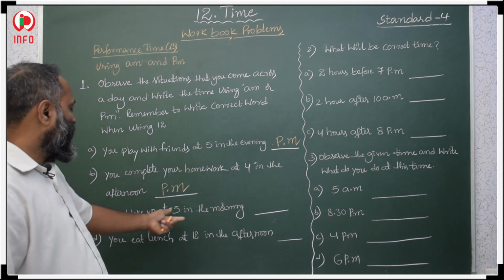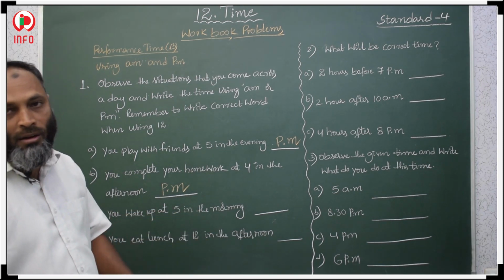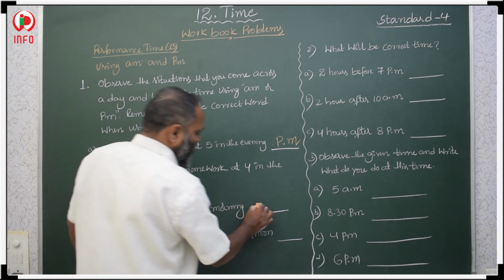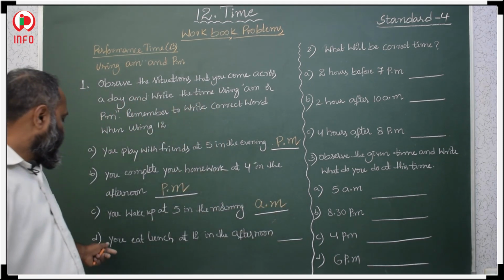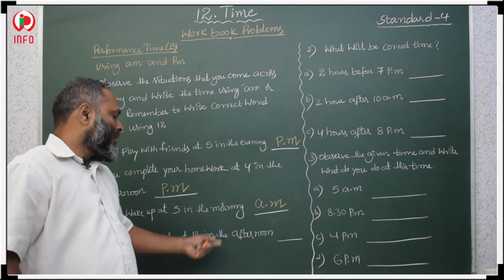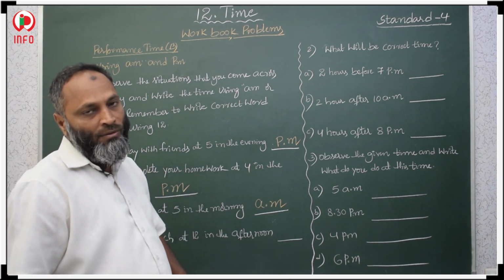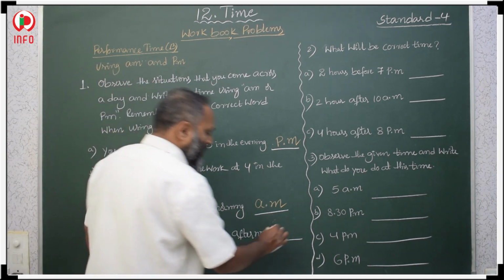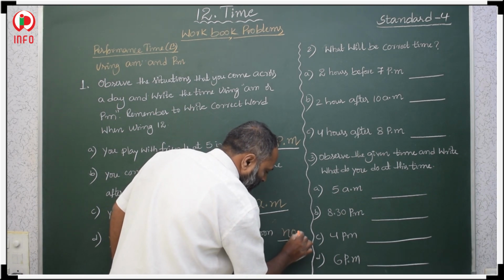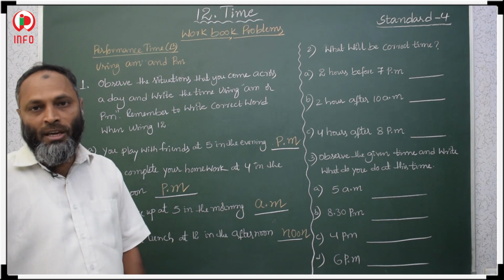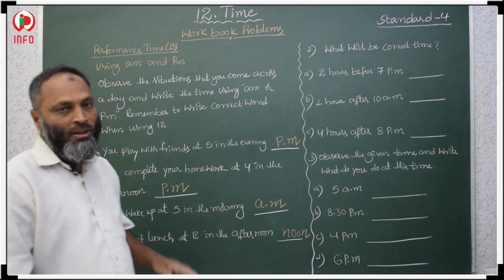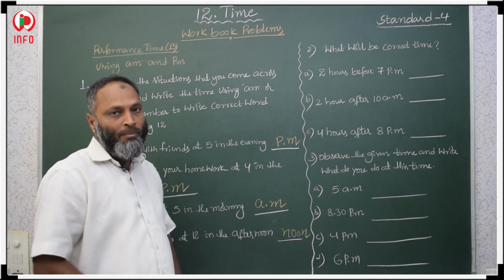You wake up at 5 in the morning. Morning means AM, ante meridian, AM, okay. You eat lunch at 12 in the afternoon. 12 in the afternoon means noon, that is not AM, not PM. Noon, okay. These are AM and PM and noon. When it is exactly 12, we should take 12 noon, okay.